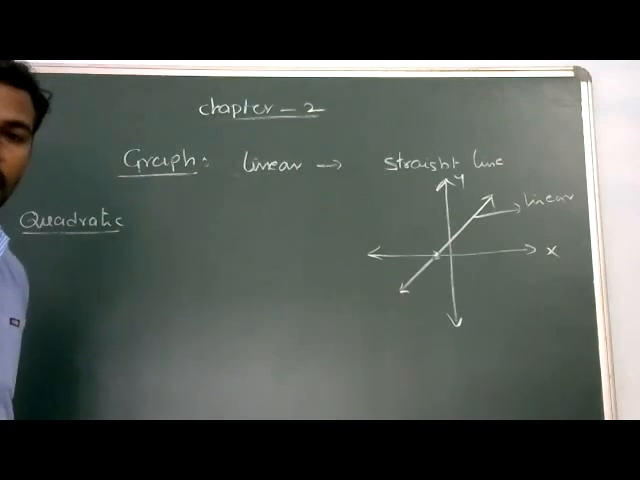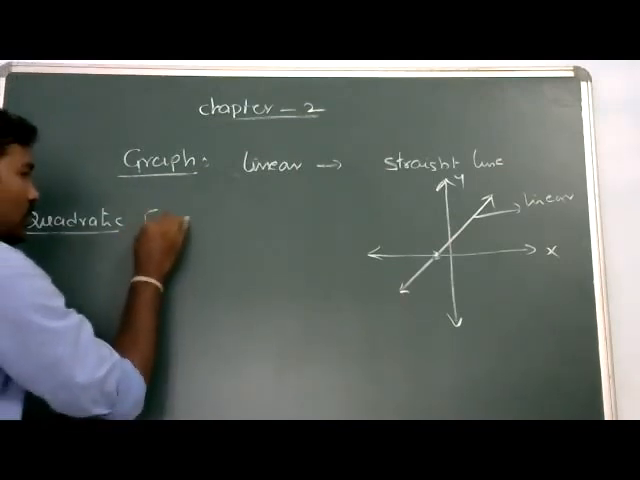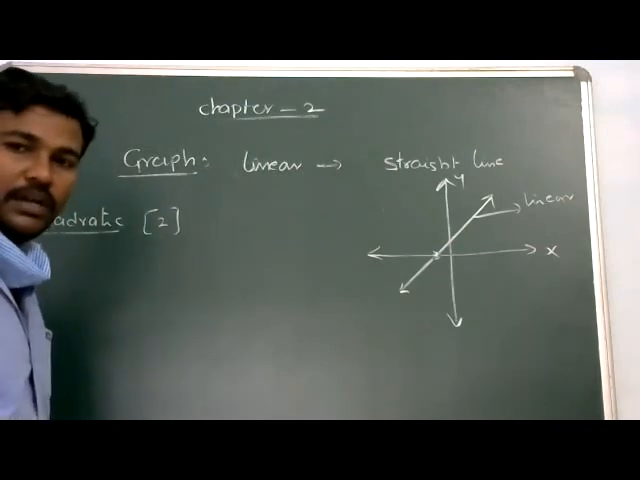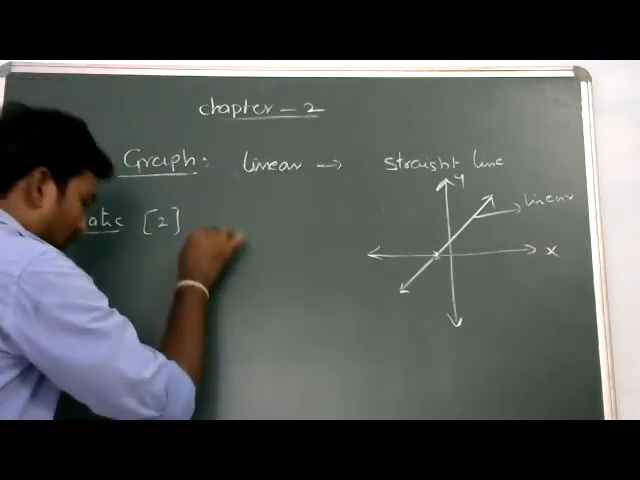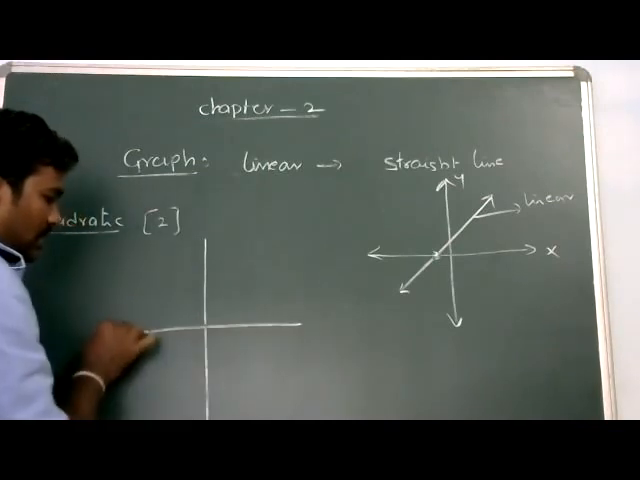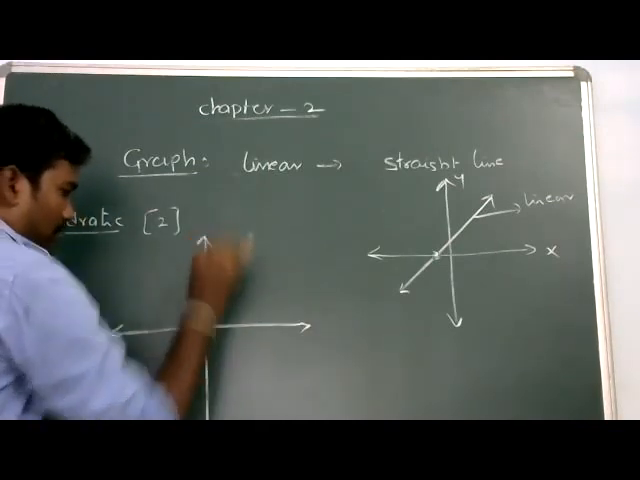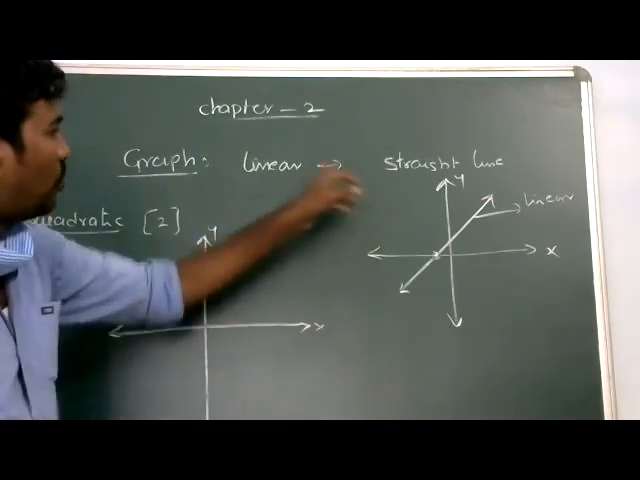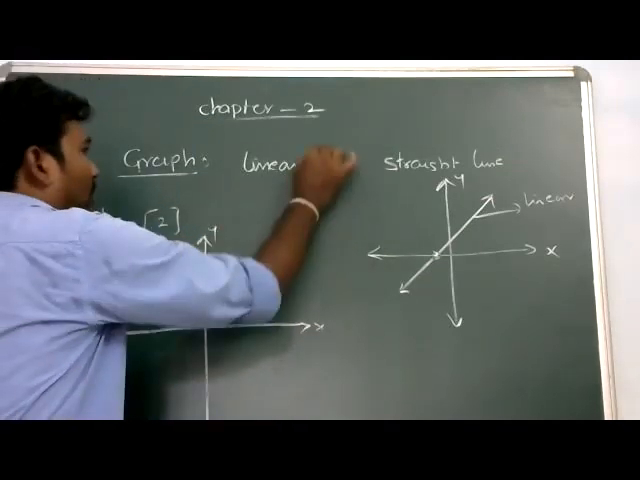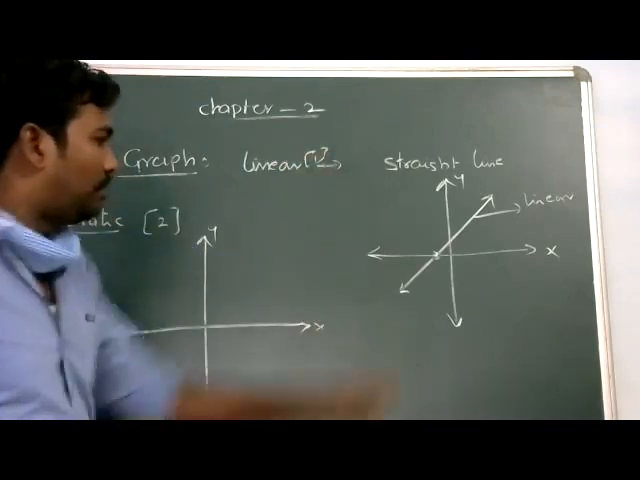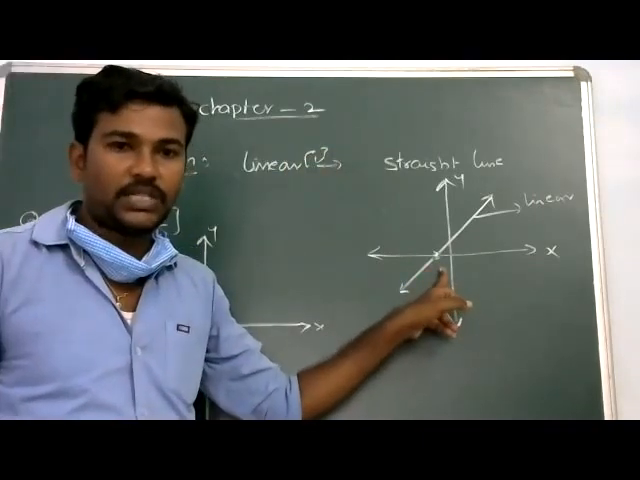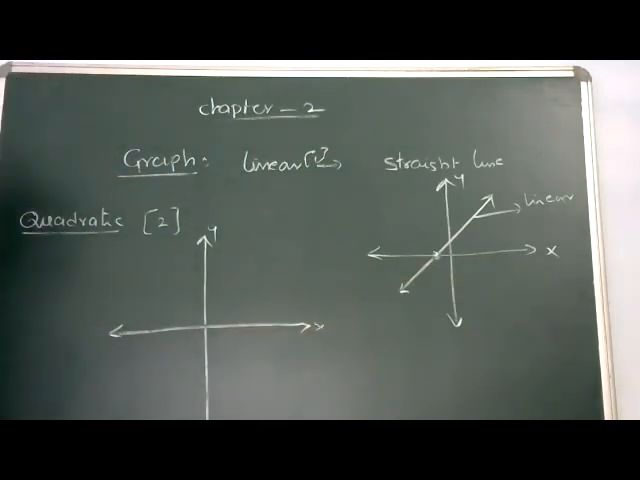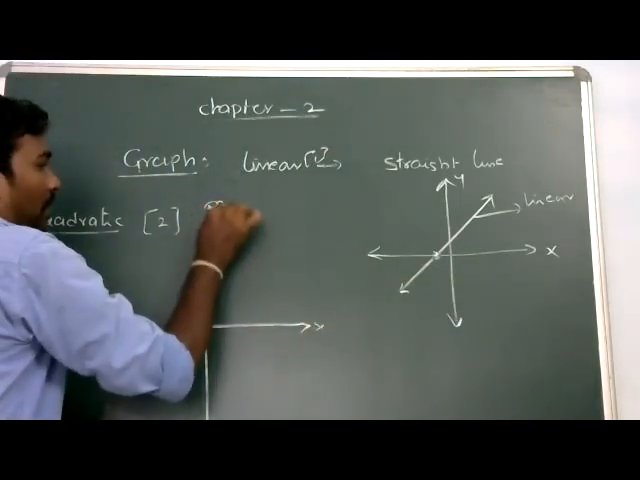Then comes the second one, quadratic polynomial. Here, how many zeros are there? Two zeros are there. Quadratic polynomial means we know already, so two zeros are there. Here you can see now, this is the x-axis and y-axis. Linear polynomial means one zero. Then how many points intersect with the x-axis? Only one point. Here two points, and then it must be in the shape of a parabola.